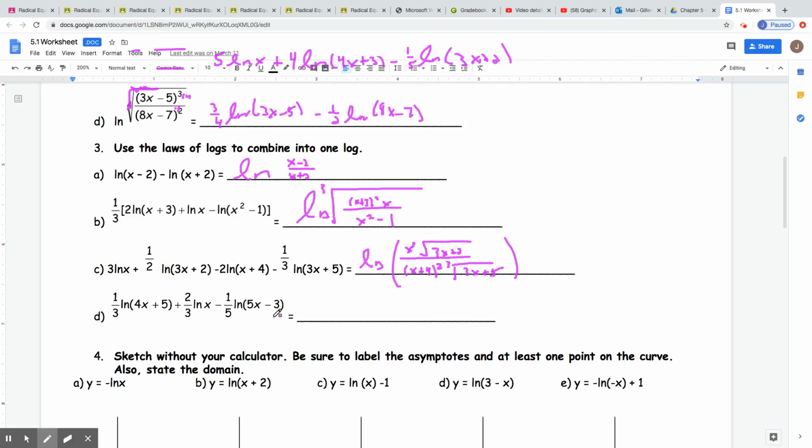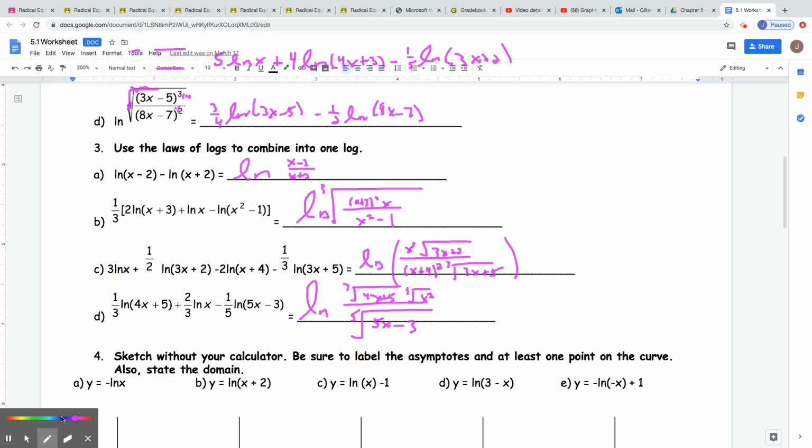All right. Last one here with expanding. Once again, just going to make this into one log. We do have a negative here, which means we have a fraction, which means it's going to be the cube root of 4x plus 5, because we have a 1/3, times 2/3. Well, of x, so that's really the x to the 2/3 is the cube root of x squared. So I rewrite that. And the 1/5 is the fifth root of 5x minus 3.